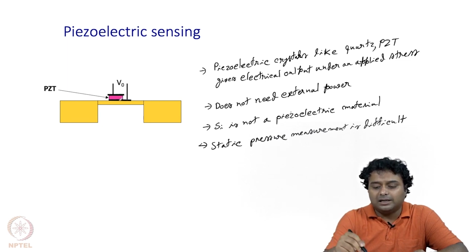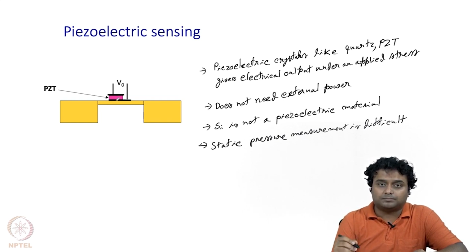So the charge will leak, and with time we will see the generated voltage decreasing, whereas the pressure is the same, right. So in that case it is a little bit difficult to measure static pressure. Because of the charge leakage, it does not keep the same output voltage.